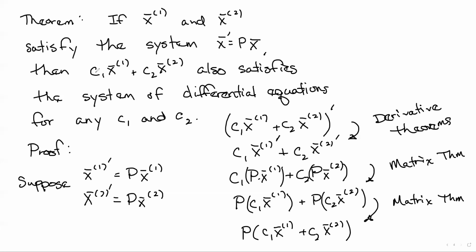With this plugged in, this satisfies the equation. And so that completes the proof. That shows that if you plug C1X1 plus C2X2 into this system here, then you'll end up getting a true statement. So what does that tell us? If X1 and X2 satisfy the differential equation, then all the linear combinations also satisfy the differential equation as well. Okay, so let's move on to the next theorem.